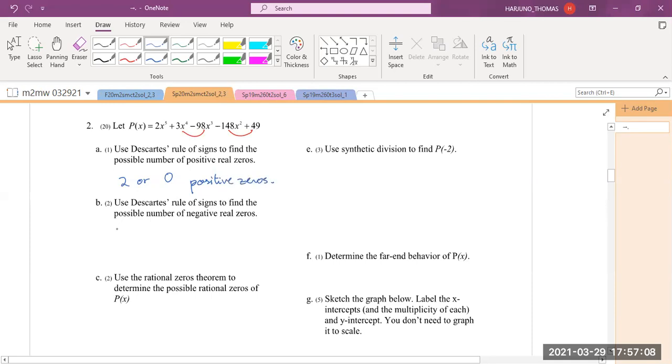Okay, for the negative real zeros, let's take a look at P(-x). If the exponent is odd, I change the sign. If the exponent is even, I keep the sign. So the sign changes 1, 2, 3 times. So there will be 3 or 1 negative zeros.